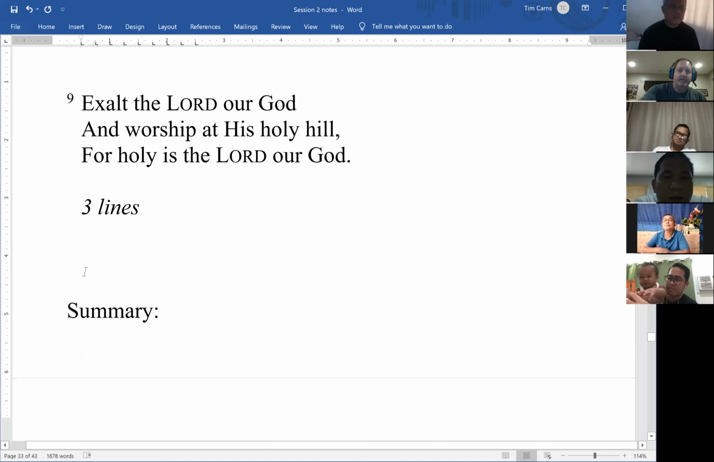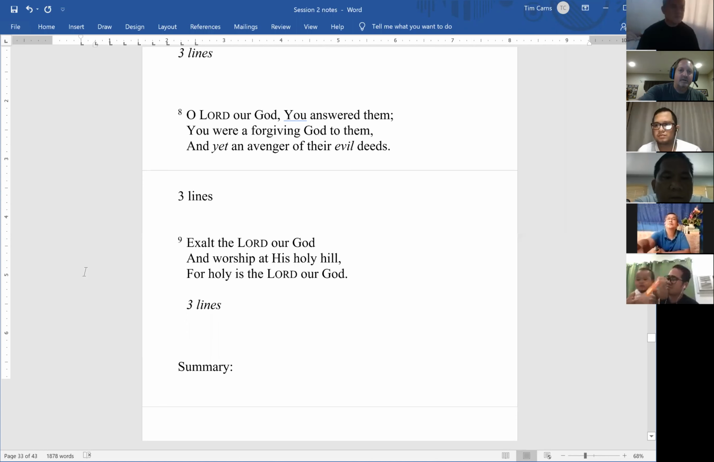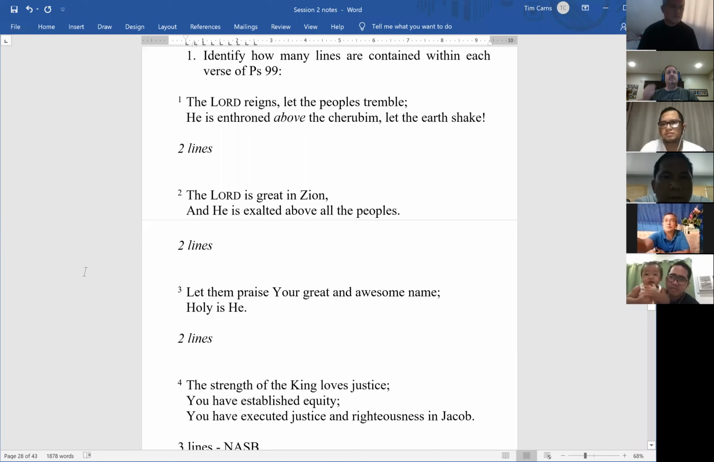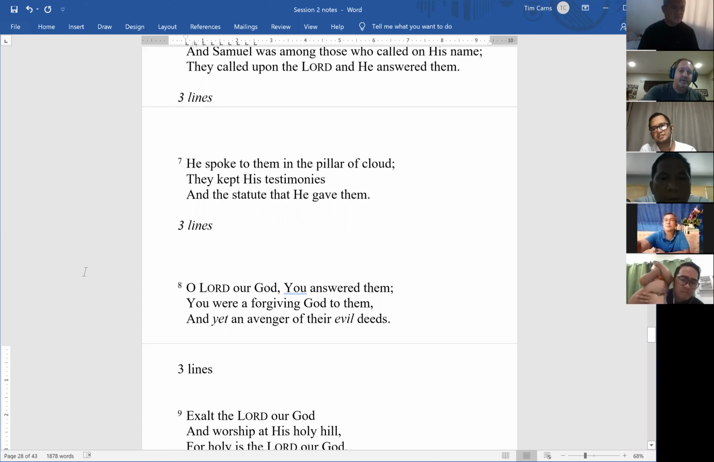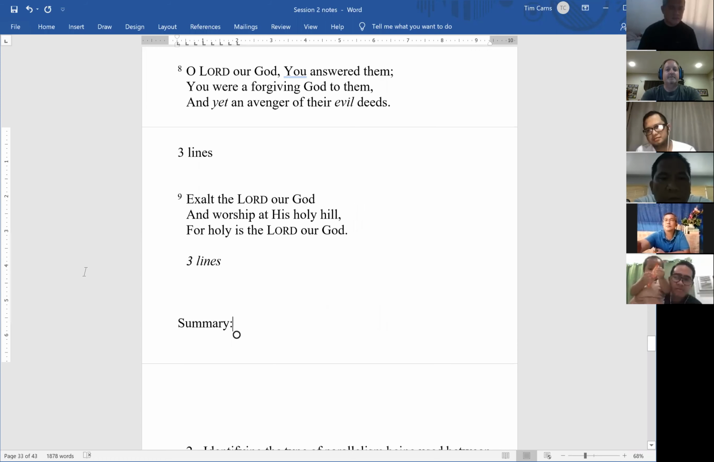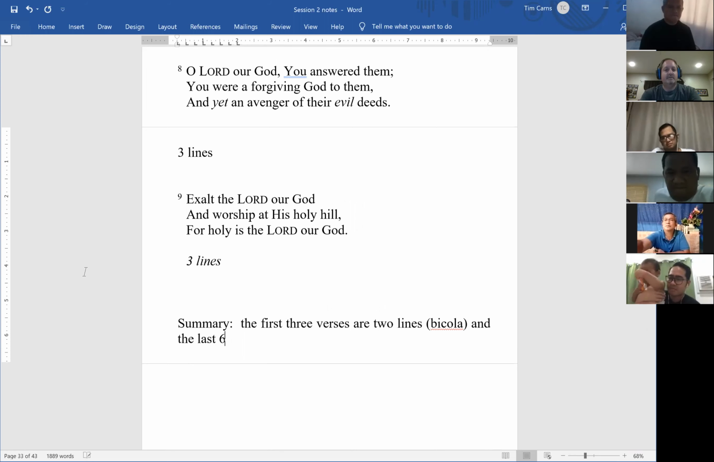Basically, in this poem, the first three verses are two lines, and then the rest of the poem is three lines, three lines, three lines. I might just write myself a quick summary. The first three verses are two lines, and that's bicola. And the last six verses are three lines, tricola.